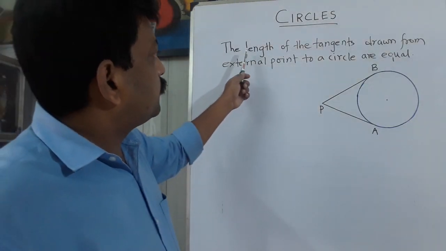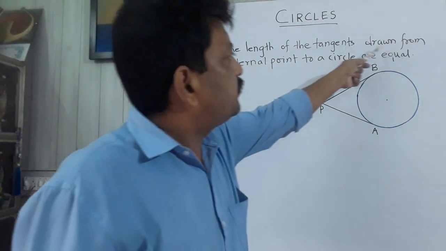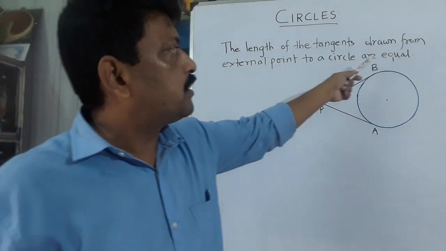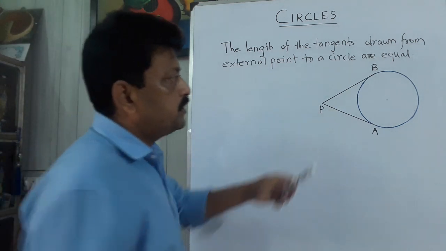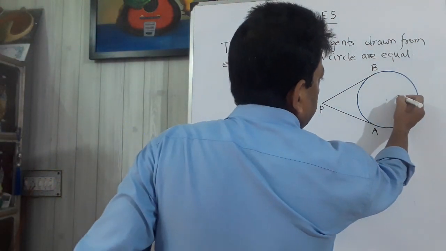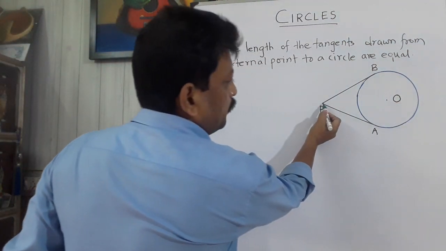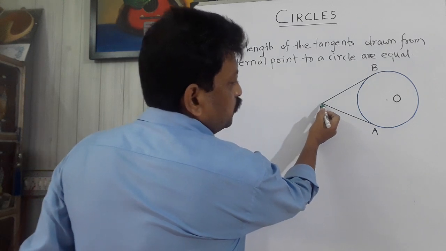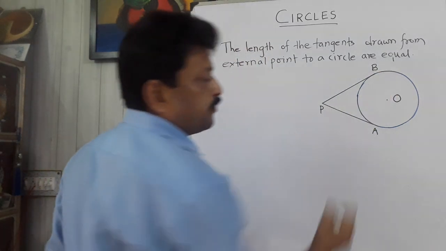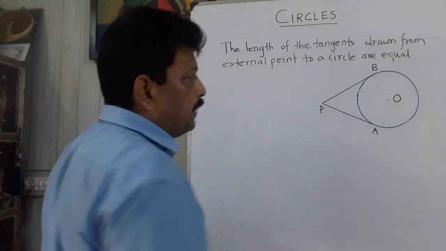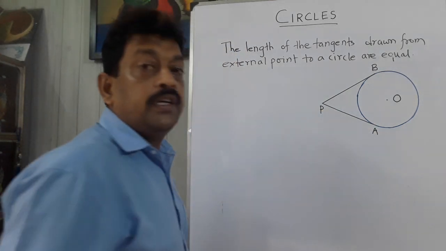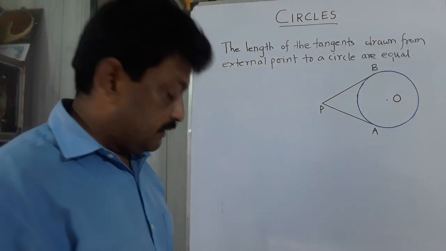So here is a theorem. The length of the tangents drawn from an external point to a circle are equal. So here you can see a circle with center O. From point P, two tangents PA and PB are drawn to the circle. We have to prove that PA and PB are equal in length.